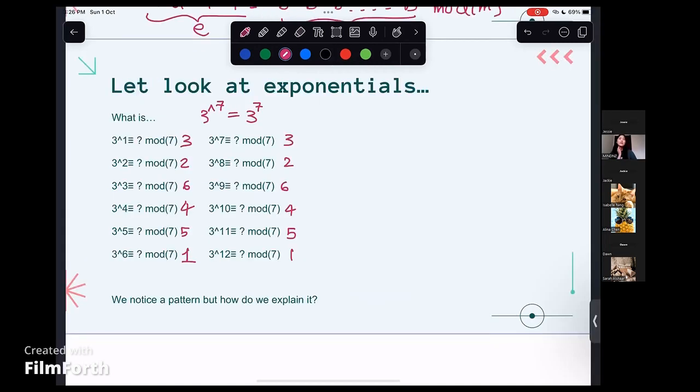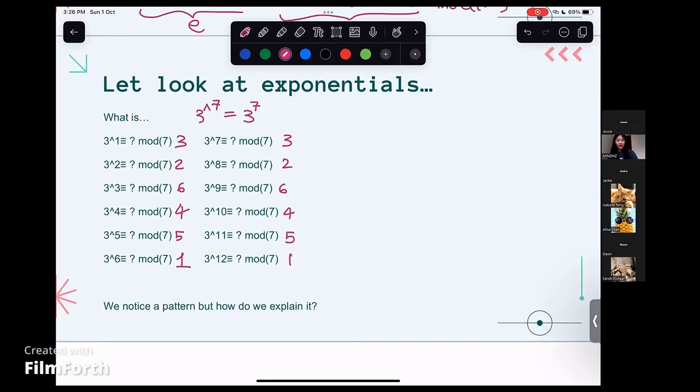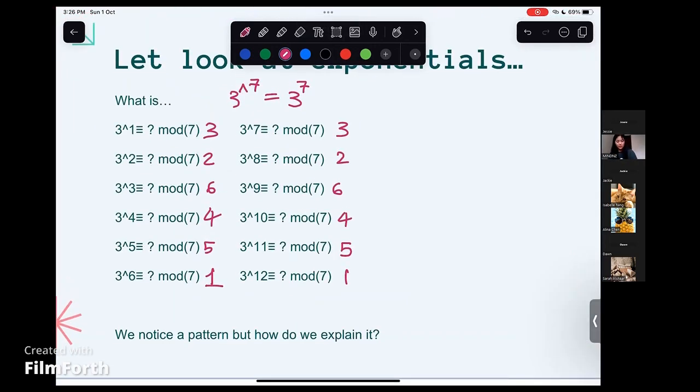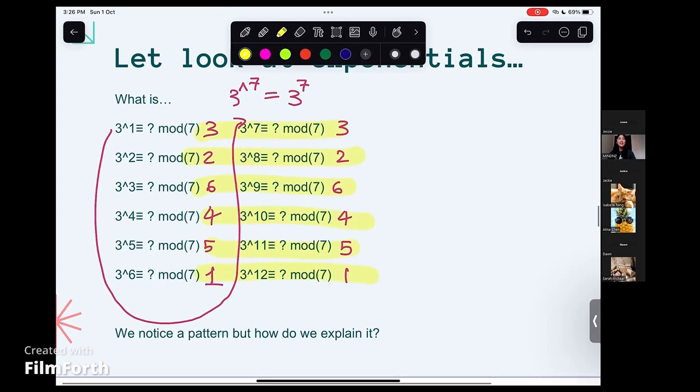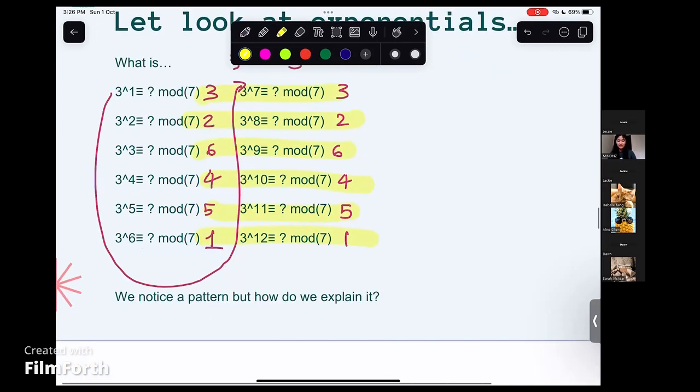So what do we notice? We notice that after 3 to the power of 6, it's almost like it has cycled back, right? Because these are all the same ones. And it suggests that there is a sort of pattern going on. Does it always cycle back to being congruent to 3 mod 7? But how can we actually explain this pattern, right? It looks like there is a pattern, but how do we explain it?